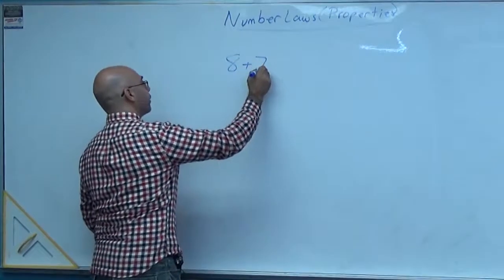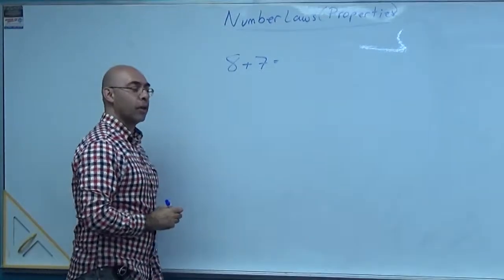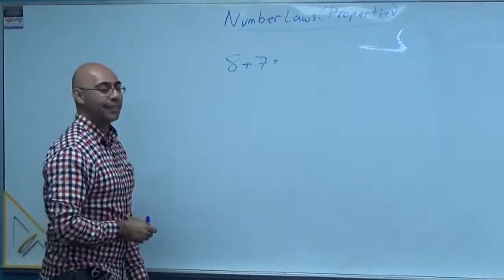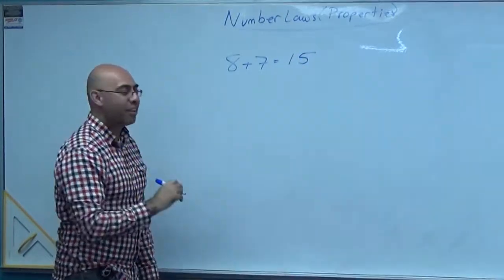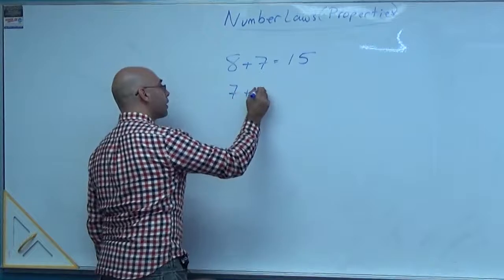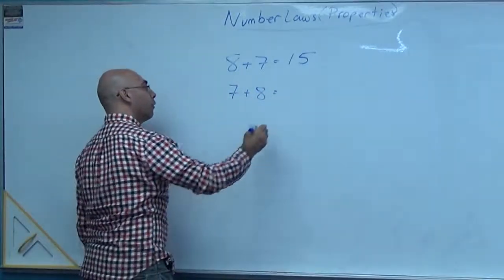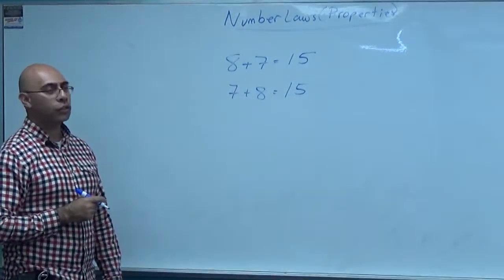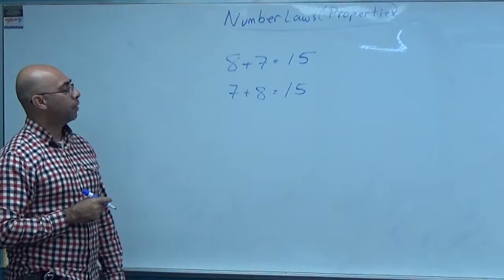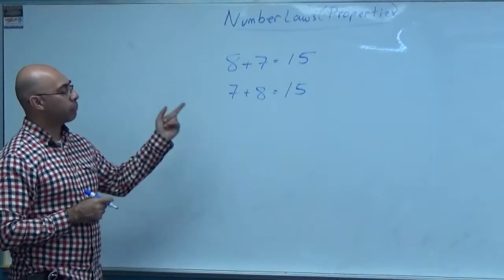8 plus 7. What is 8 plus 7 equal to? Student: 15. Very good. What if I had 7 plus 8? What is that answer? 15. Yes, 15. Very good. Oh, 15 again. Very, very interesting. Now, a property we can get from this is, well, we'll get back to that later.